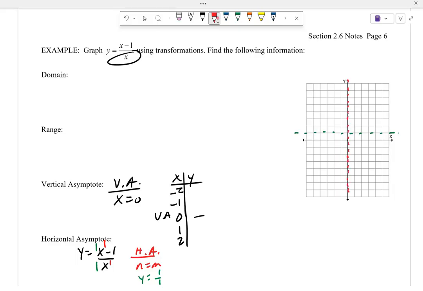My vertical asymptote was x equaling 0. And then I'm plugging a bunch of points in. Let's plug in 1. That would be 0. 2 minus 1 is 1/2. So plug in negative 1: negative 2 over negative 2. Negative 2 is negative 3 over negative 3/2.